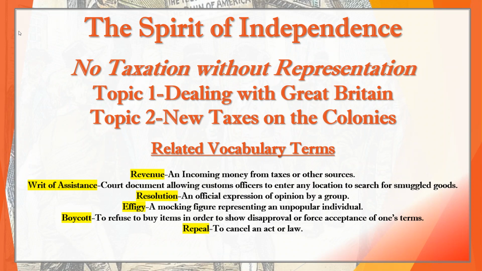There are several related vocabulary terms for this lesson. Revenue: incoming money from taxes or other sources. Writ of assistance: a court document allowing customs officers, who see the incoming and outgoing of goods and people, to enter any location to search for smuggled goods. Resolution: an official expression of an opinion by a group, normally a formal group. Think like Congress, think like a town council. That would be a resolution.